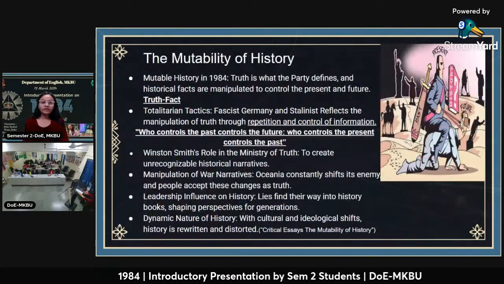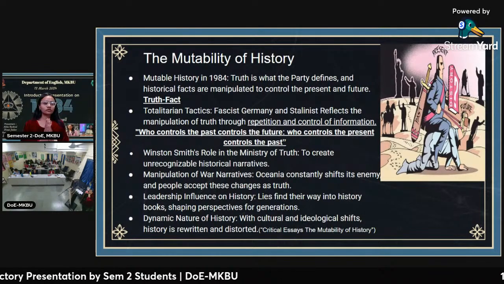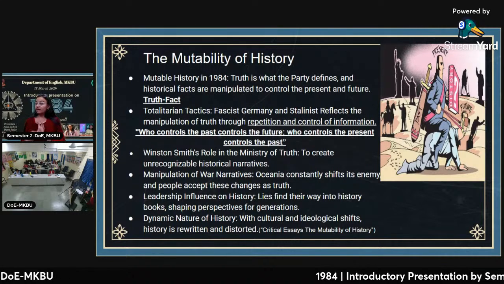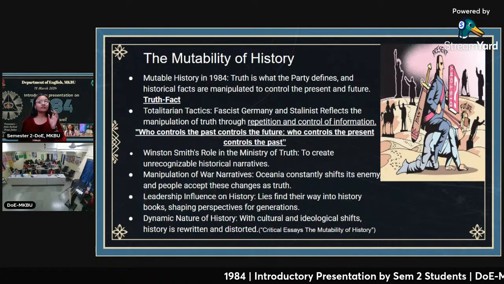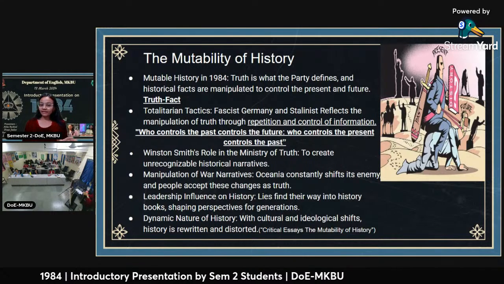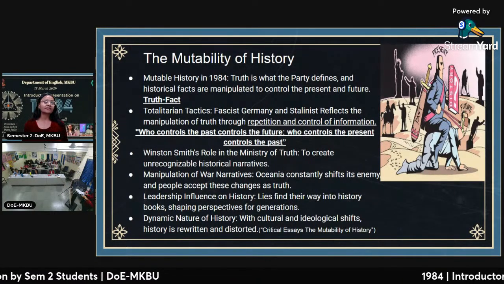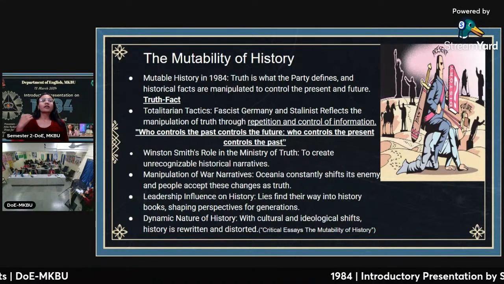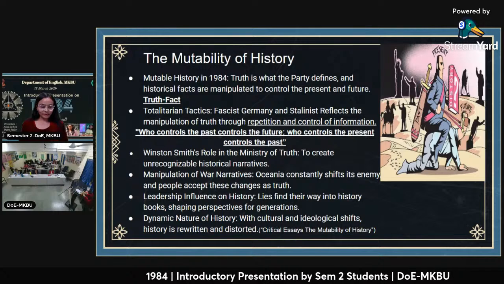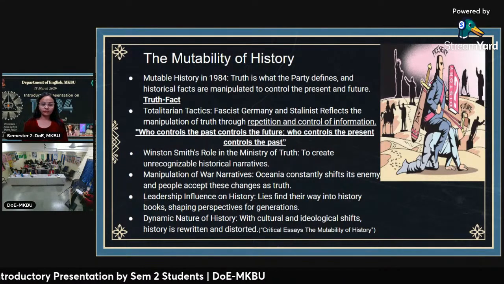mutability of history. So truth: if the party denies it, then it is not truth, so it cannot be truth. Fact is different, and truth which is made by the party is different. And people are considering that truth. And if you look at the totalitarian tactics, then fascist Germany and the Soviet Union were practicing this kind of rules and regulation or manipulation of history in that time. And that is why this quote is there: who controls the past controls the future. Who controls the present controls the past.